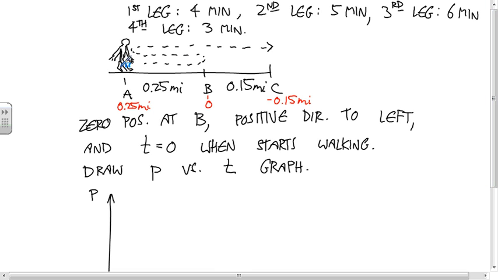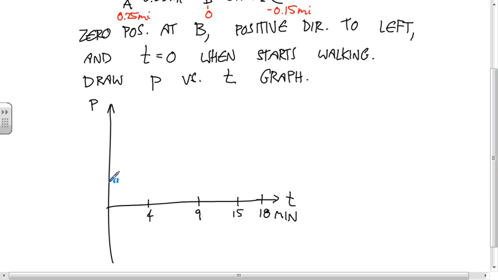So if he starts at A, what's his position when time is equal to 0? We know he starts at A. That doesn't change based on the values we choose. The numerical name of A now is positive 0.25 miles. And so when time is equal to 0, he's at 0.25 positive. The other point is this.